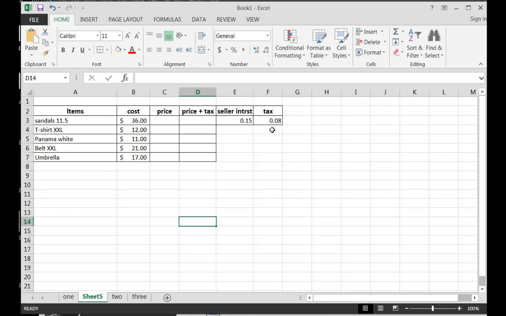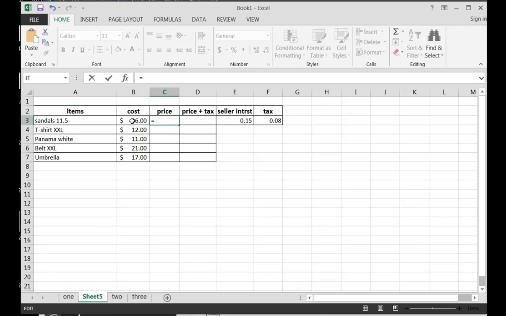So now let me explain what a price is. We need to take the cost, and whoever sells this, the retailer, needs to add his own interest. For example, seller interest 15%. So we need to take 15% of the cost and add this to calculate the price. So let's do this. Price will be equal sign. I can type B3, but I can click B3. No matter what, it will be reflected in the formula bar.